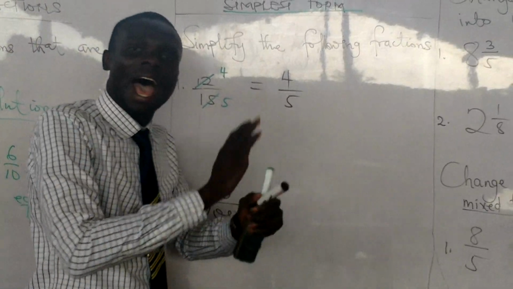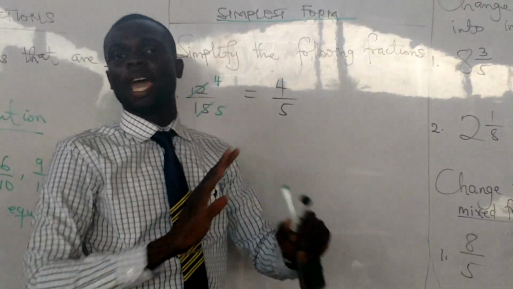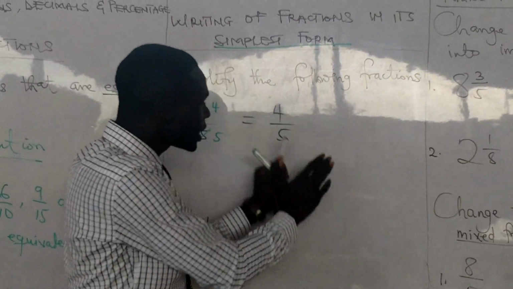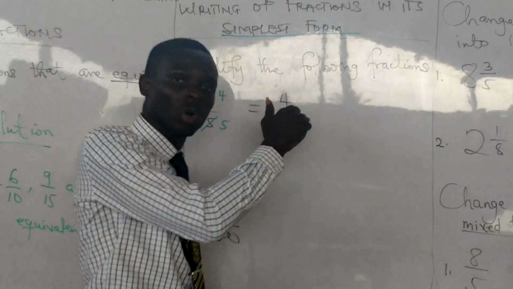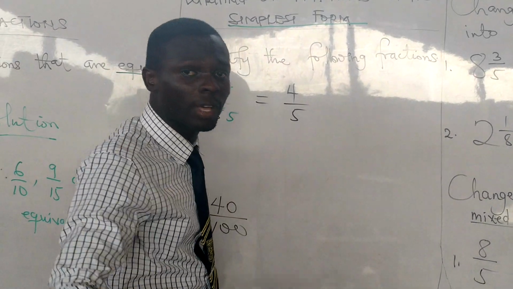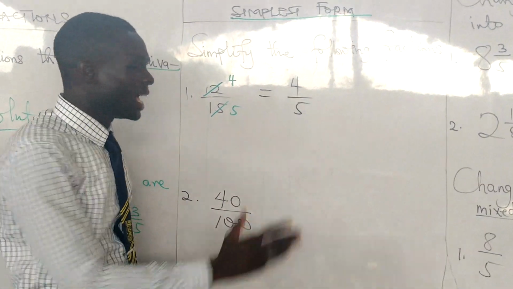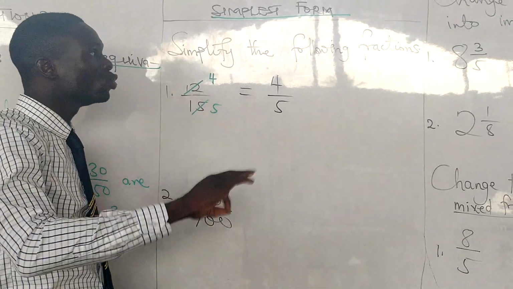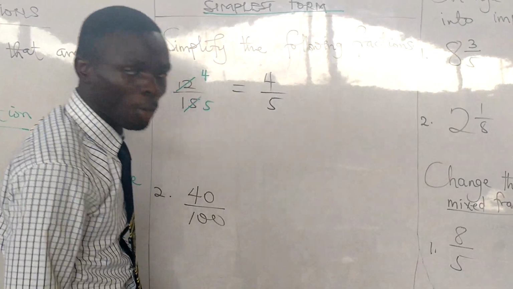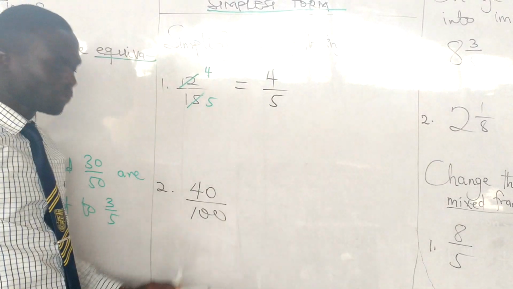Now with this, I cannot simplify again. I have broken it down to the extent that there is no number that can go into 4 and go into 5 except 1. And this is the simplifying of fraction to its lowest form or simplest form.